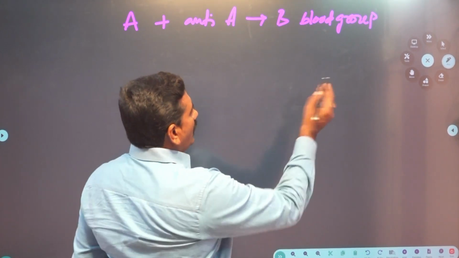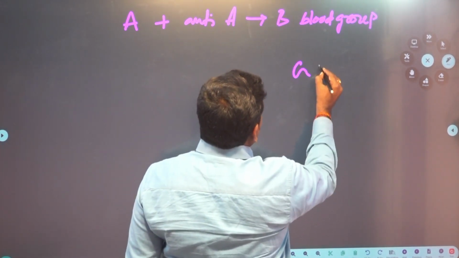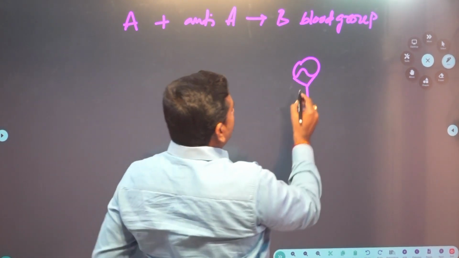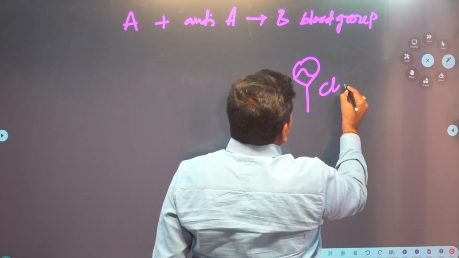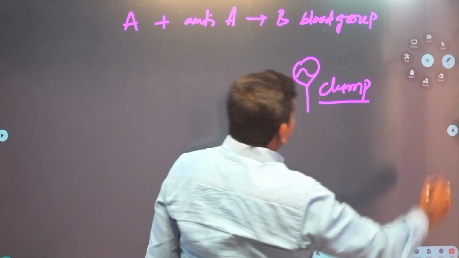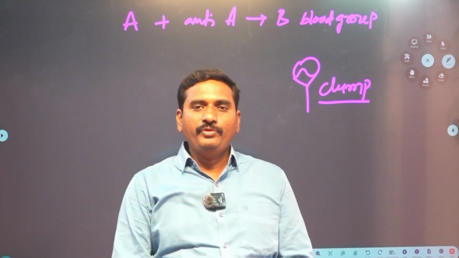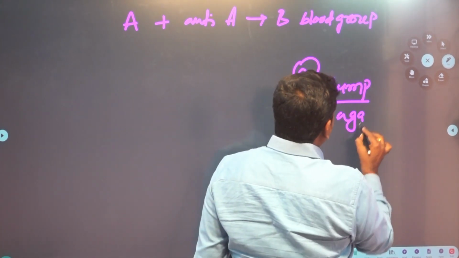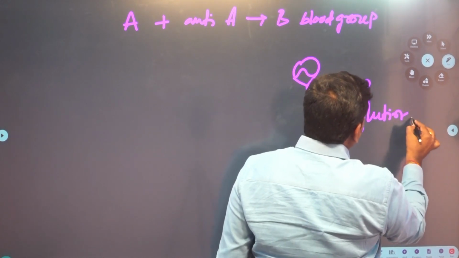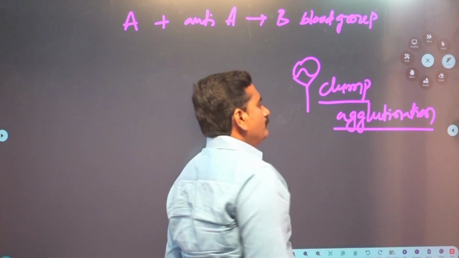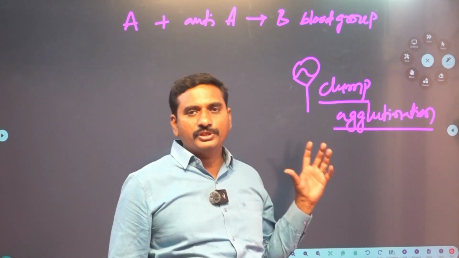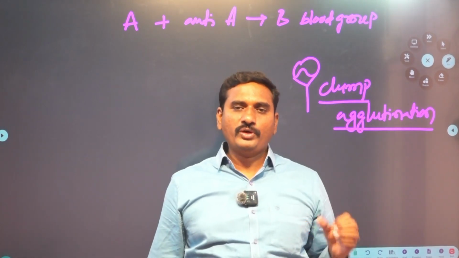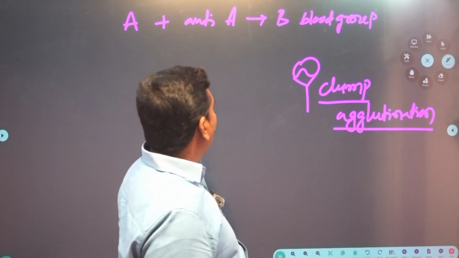So this is the agglutination. What will happen here? If any antigen enters the body, immediately the antibody reacts. A clump is formed. So due to the clump, the recipient will die. This is called agglutination. That is why during blood transfusion, these antigen and antibody reactions have to be considered. Okay, so these are the types of blood groups.